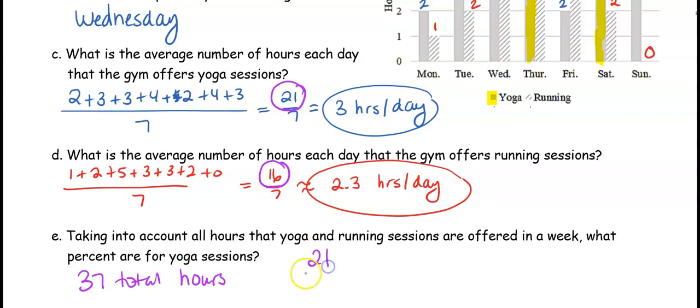What percent is for yoga? Well, 21 of the hours were for yoga out of the 37 total. When we divide that, we get about 56.76%.